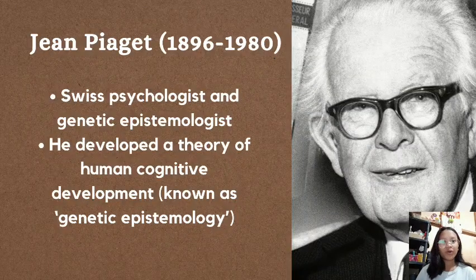So you might be wondering, who is the key theorist of this theory since we are talking about cognitive theory? And what are the concepts of this theory? Alright, so the key theorist of this theory is Jean Piaget. He is a Swiss psychologist and a genetic epistemologist. He developed a theory of human cognitive development known as genetic epistemology.